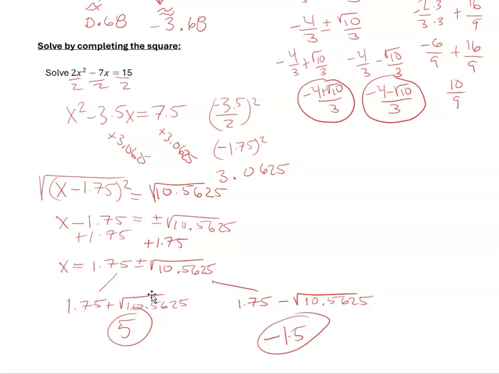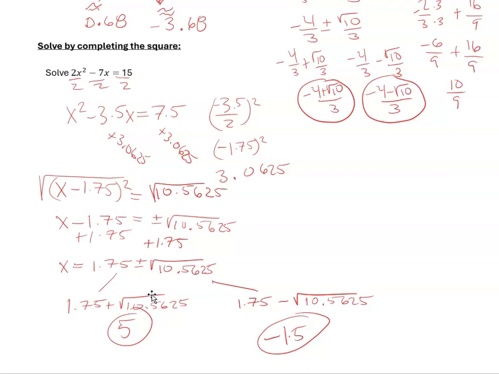So 1.75 plus that number, which is 3.25, and 1.75 minus that number, which is 3.25. And when you do that, you end up getting an answer of 5 and negative 1.5. And you could always put this in Desmos. The original problem, you would subtract the 15, so one side is equal to 0, pop it in Desmos, check your x-intercepts, make sure that you get the same thing.